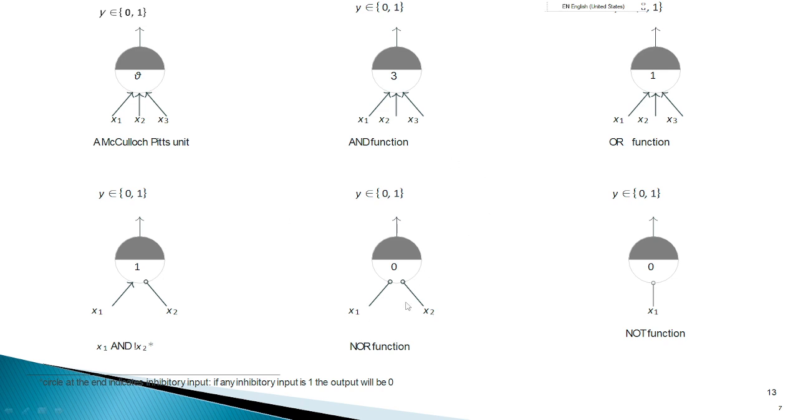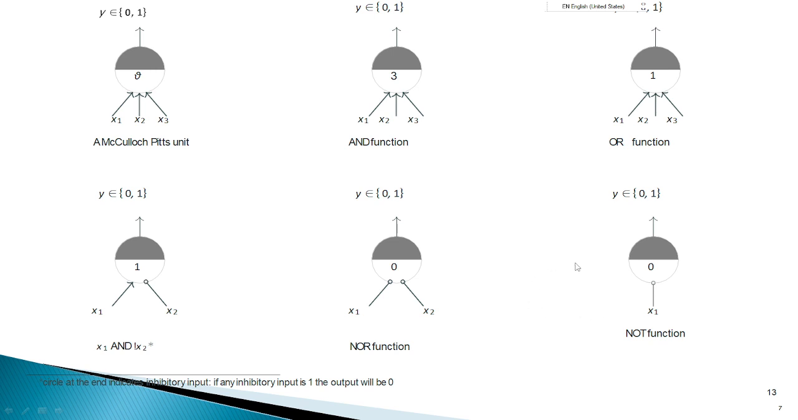So which input combination is not allowed? 0, 0 is allowed. 0, 1 is not allowed because x2 is 1 there. 1, 0 is not allowed because x1 is 1 there. 1, 1 is also not allowed. Because we have inhibitory inputs, for the input combinations 0, 1, 1, 0 and 1, 1, the output will always be 0.